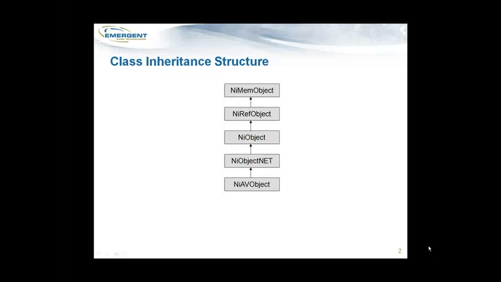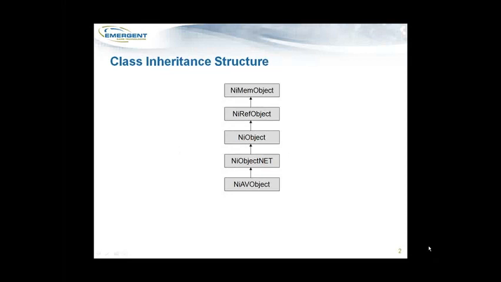NiRefObject, reference object, does reference counting and smart pointers. NiObject, the core of the object system, has runtime type identification, cloning, and streaming. NiObjectNET gives every object a name, allows any object to have extra user-defined data attached to it, and allows the data on that object to be time-controlled, to be animated.